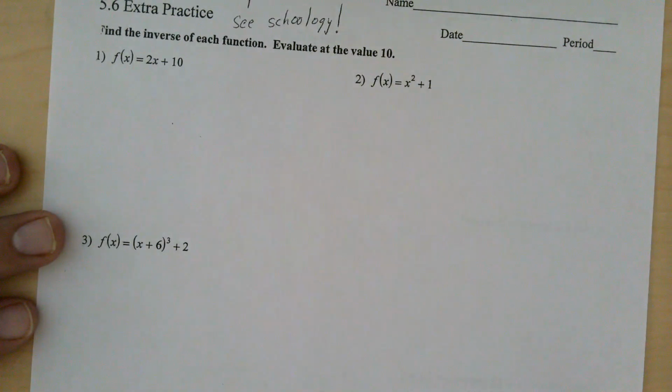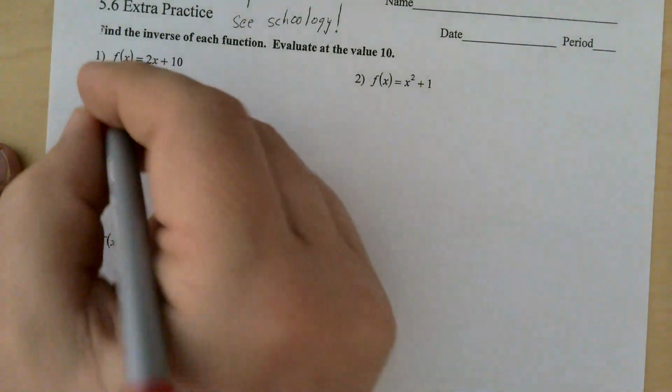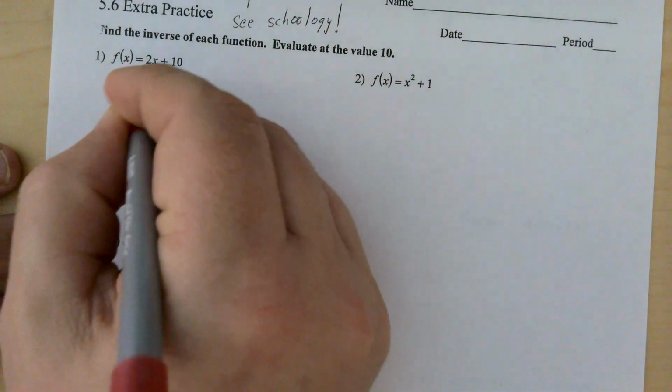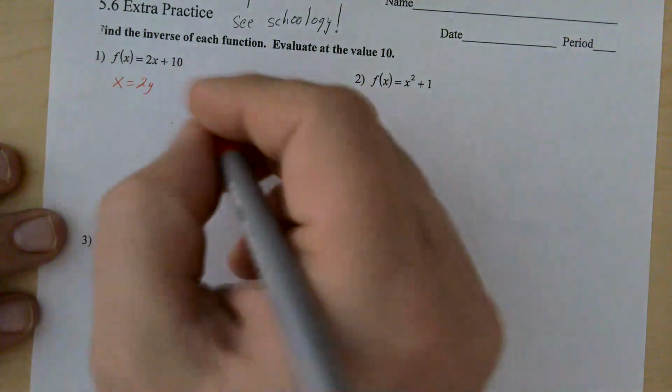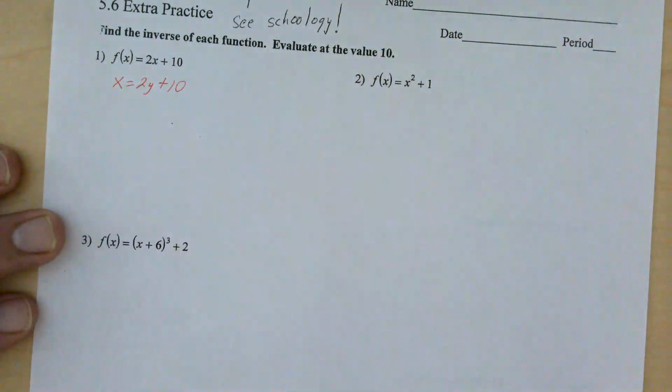We have a linear function here. To find its inverse, we switch the roles of x and y. F of x is y. It's now going to be an x. The x is a y. So now I'm going to solve for y.